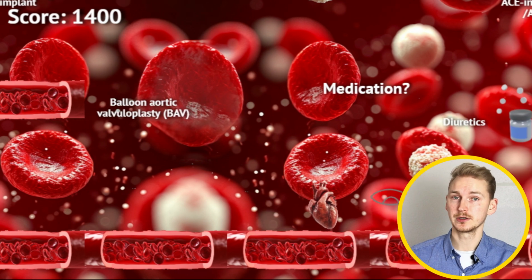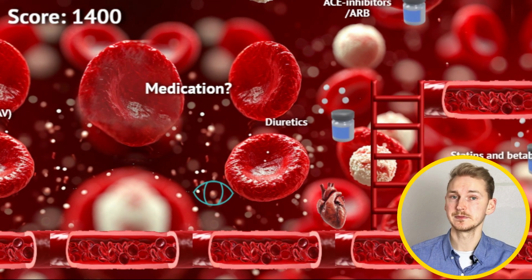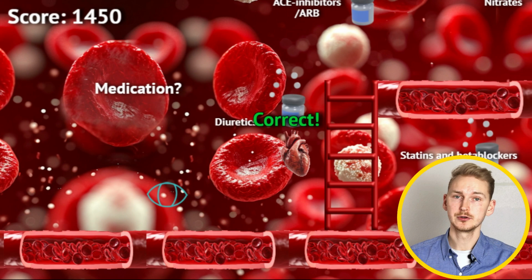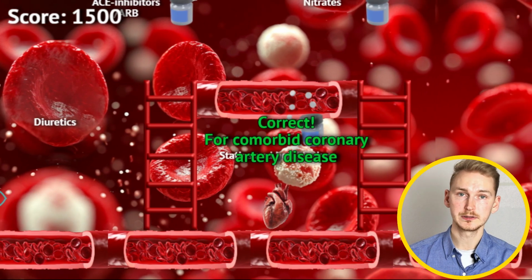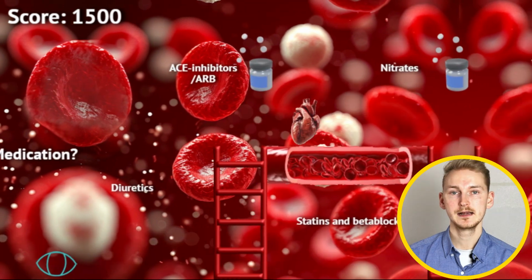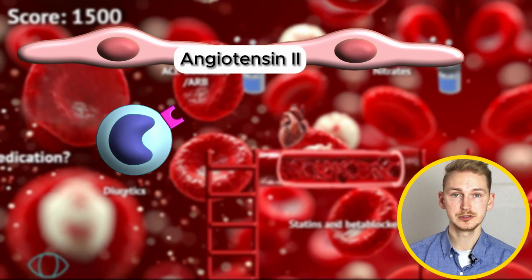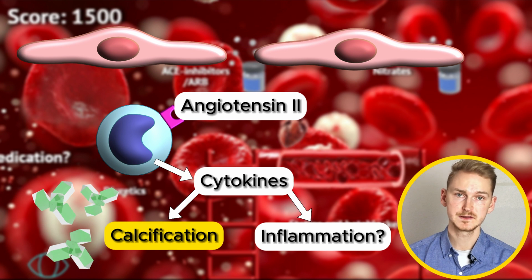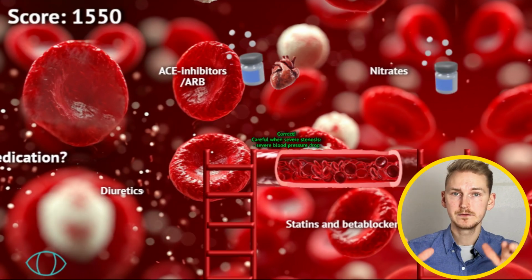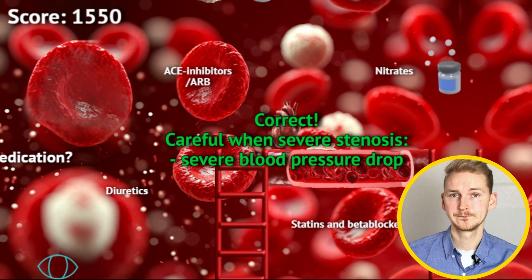Medications are used for aortic stenosis to reduce symptoms. Diuretics are used. Statins and beta blockers should be used for comorbid coronary artery disease. ACE inhibitors can usually be used, but you should be careful with a severe aortic valve stenosis since it can cause a severe drop in blood pressure.